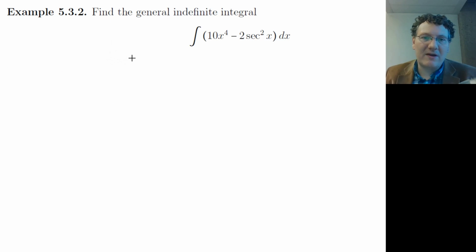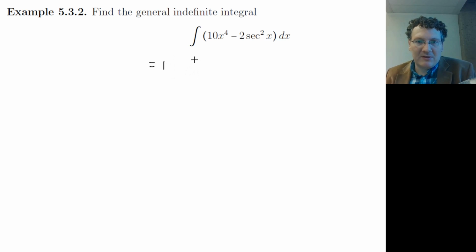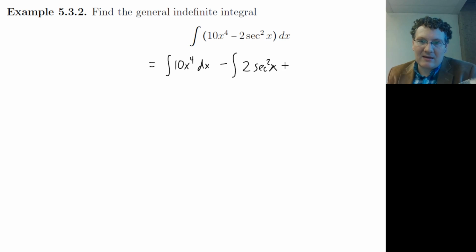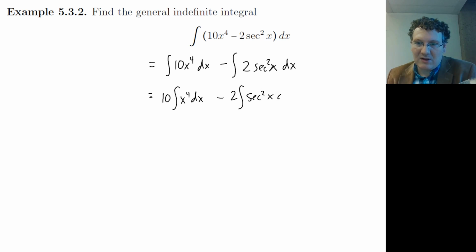Take another example. Now finding a general indefinite integral for this function. I'm going to use some rules of integrals. For example, I can pull the 10 out front. Actually, I'm going to do it in a couple of different steps. First, I'm going to split this into the difference of two integrals. So we have the integral of 10x to the fourth dx minus the integral of 2 secant squared x dx. Now I'm going to take the 10 out front, and I'm going to take the 2 out front of this other integral, secant squared x dx.